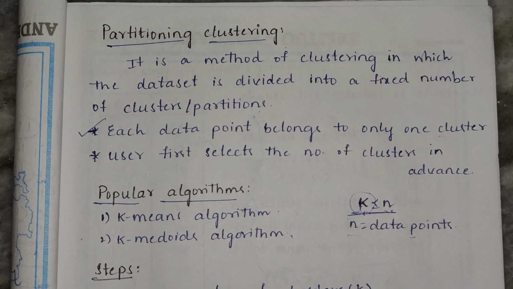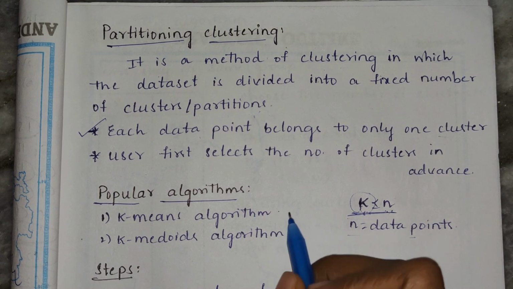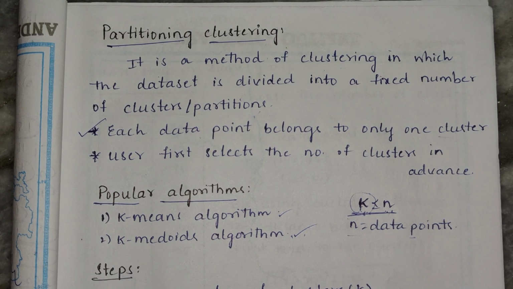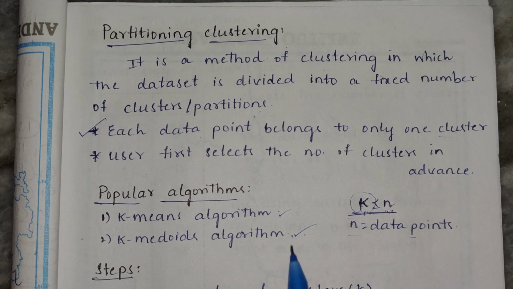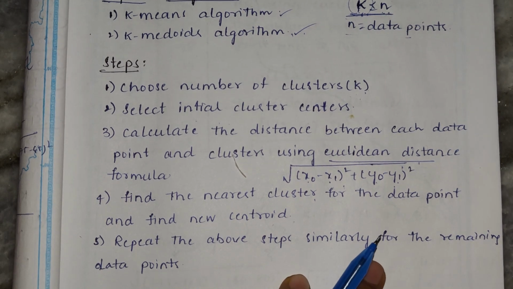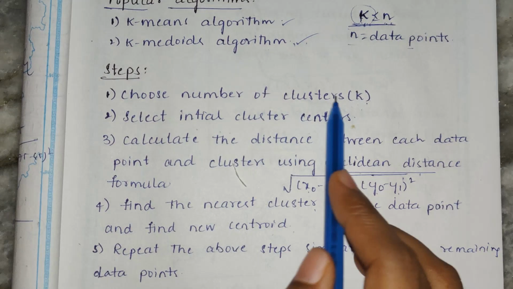In partitioning clustering we have two main algorithms. Those are the k-means algorithm and the k-medoids algorithm. Understood? In this video we will be discussing the k-means algorithm, and in the next video we will be discussing the k-medoids algorithm. Okay, the steps in partitioning clustering are: choose the number of clusters k.